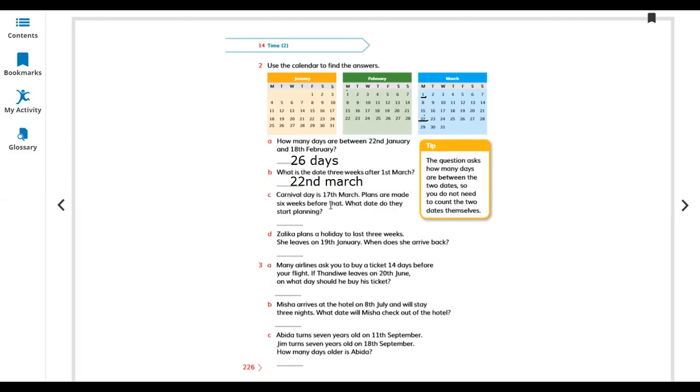Carnival Day is 17th March. A plan is made 6 weeks before that. So what date do you start planning? We are moving from 17 backward, backward until 6 weeks. So let's start.